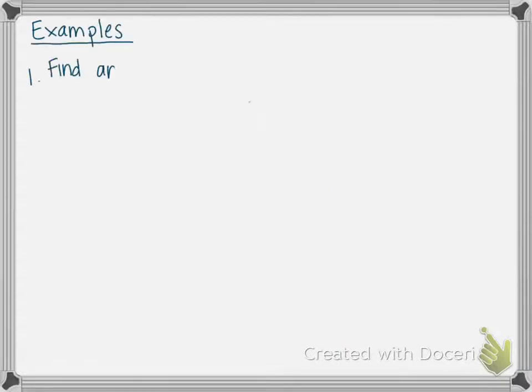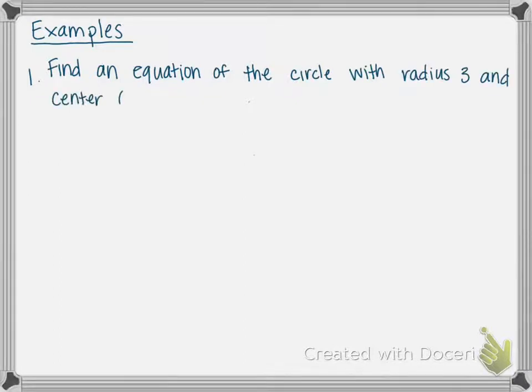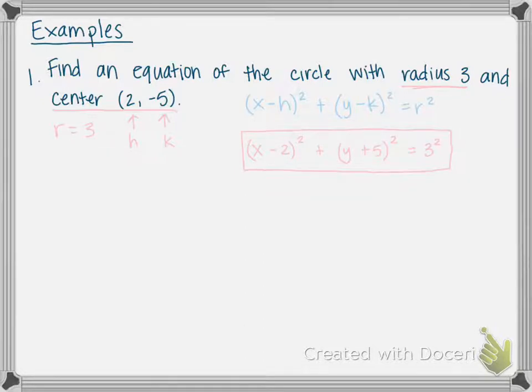So let's look at a couple examples. First, find an equation of the circle with a radius 3 and centered at (2, negative 5). So we have radius equals 3, and we know that the center, h and k, are 2 and negative 5. So we can use the formula (x minus h) squared plus (y minus k) squared equals r squared, plug in our radius, h and k, and we get our answer of (x minus 2) squared plus (y plus 5) squared equals 3 squared. And that's enough because all it said was to find the equation.